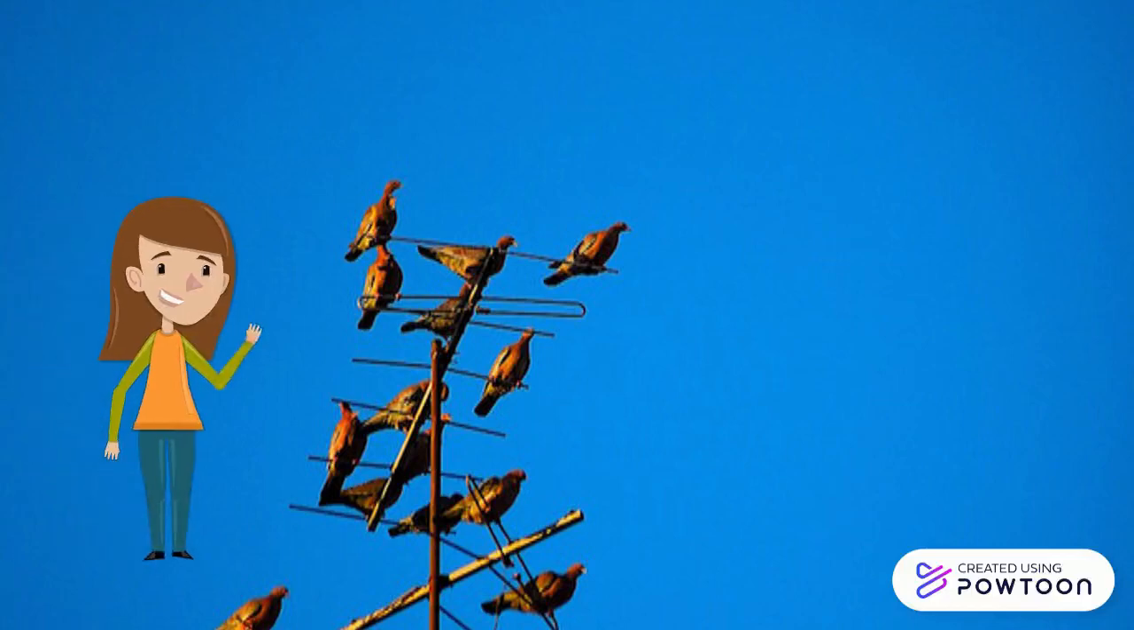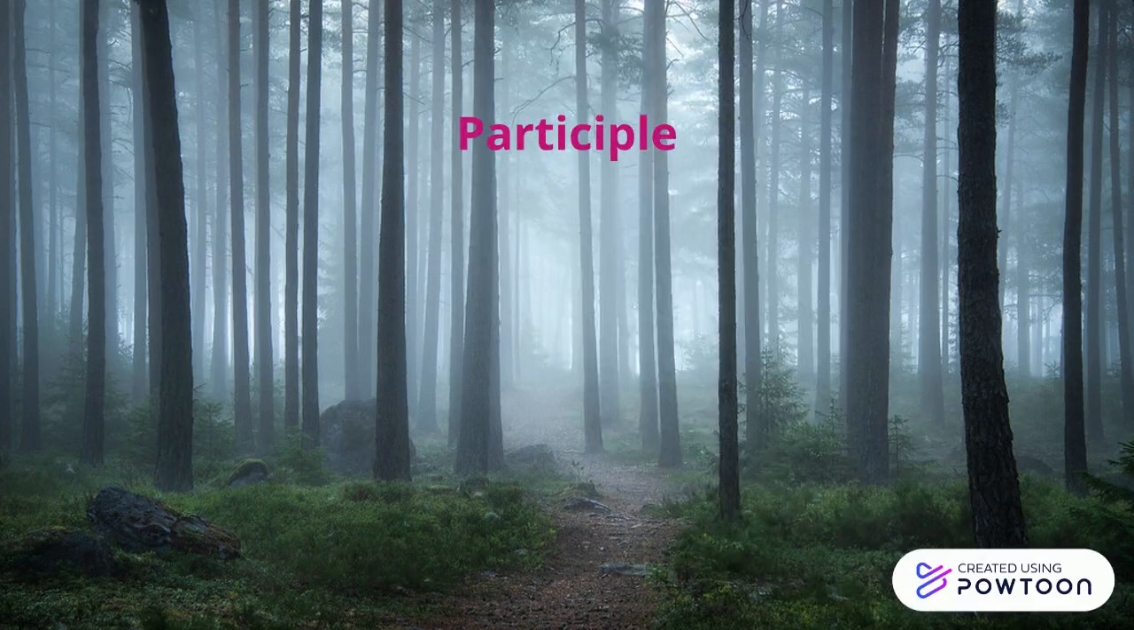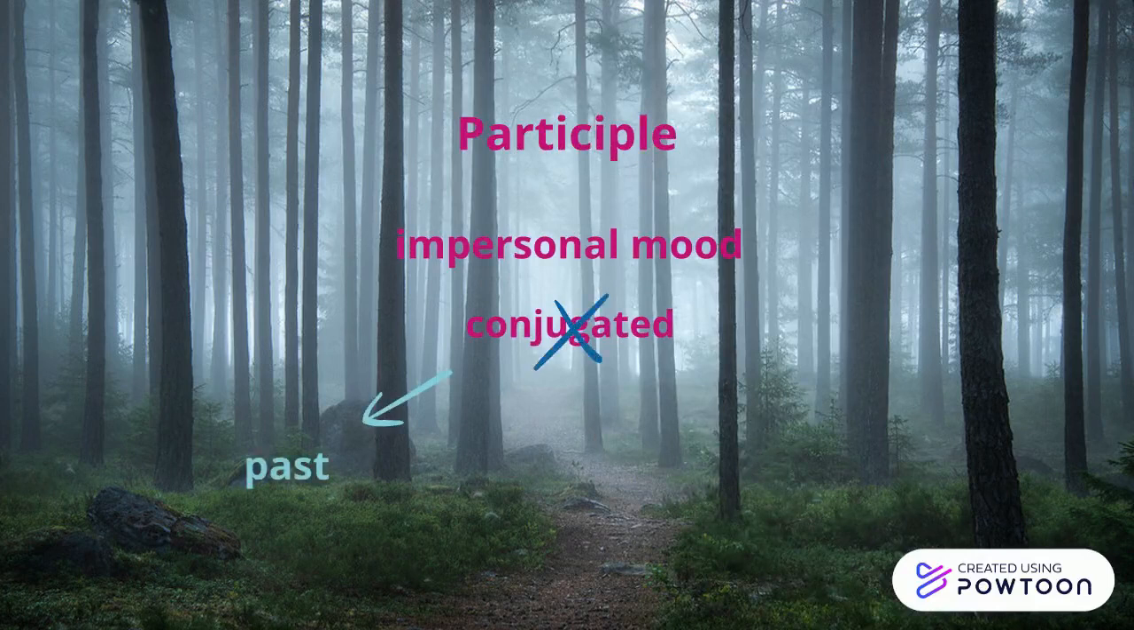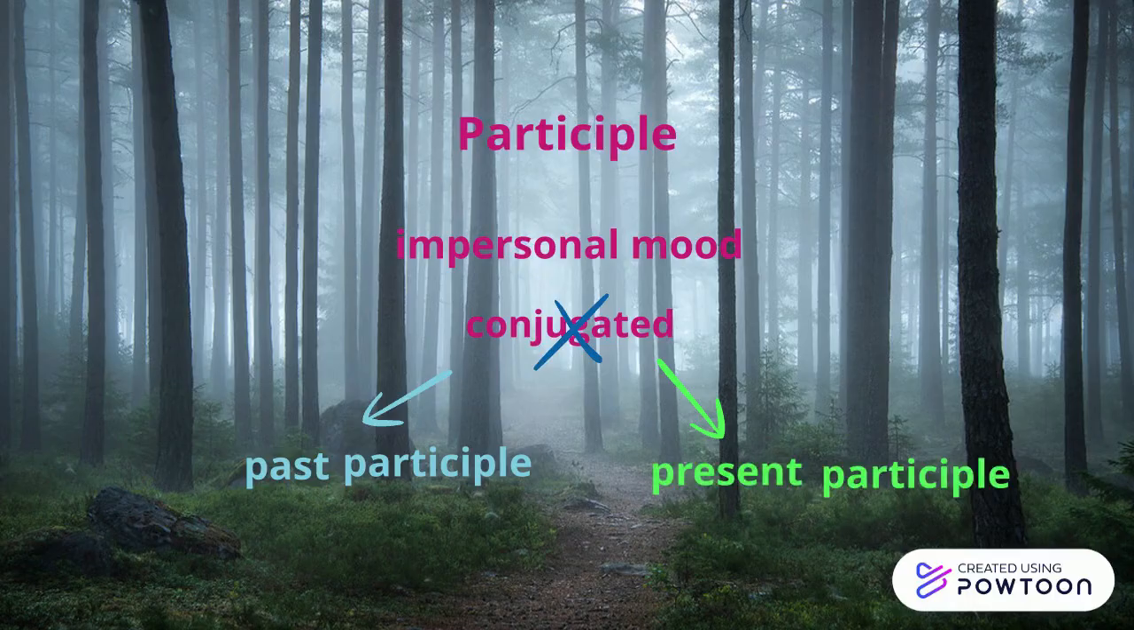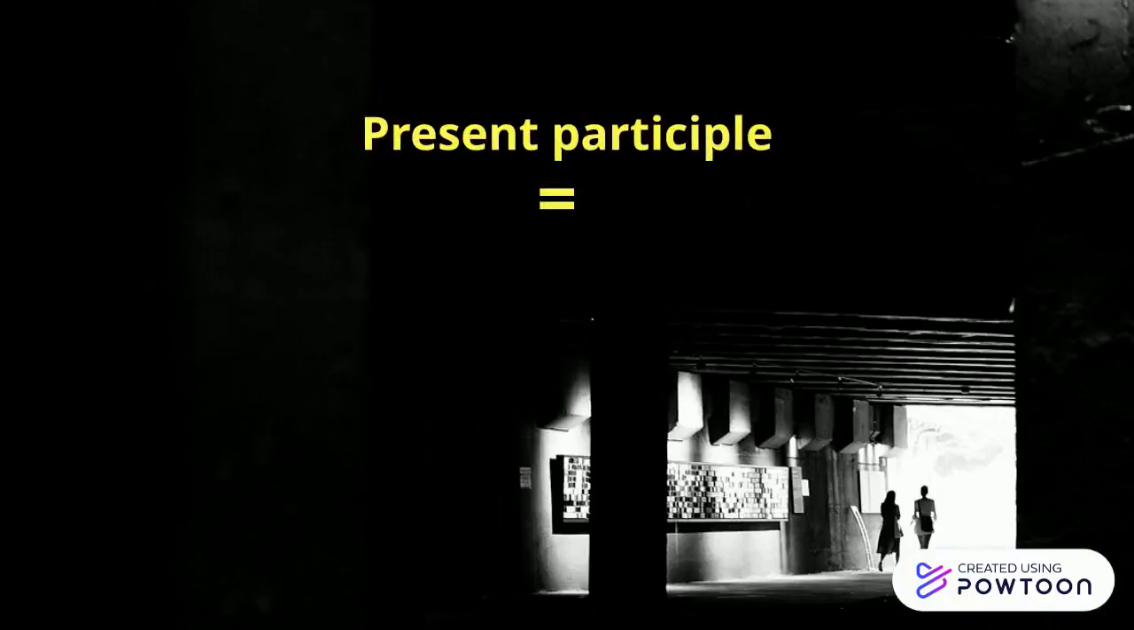Bonjour, in today's video we are going to talk about the present participle. The participle is an impersonal mood, which means that it cannot be conjugated. It exists in the past participle, and in the present participle. The present participle corresponds to the English verbal form in -ing.